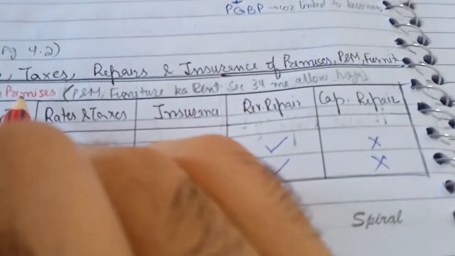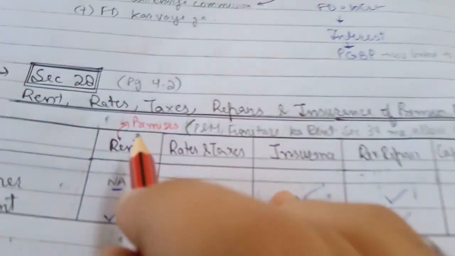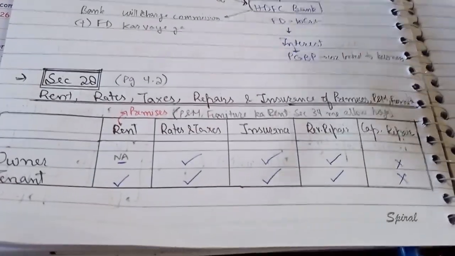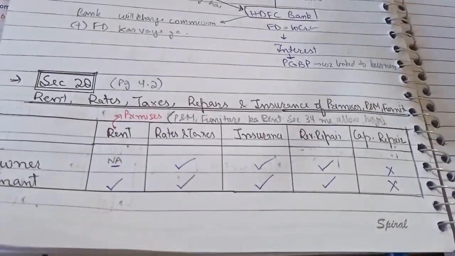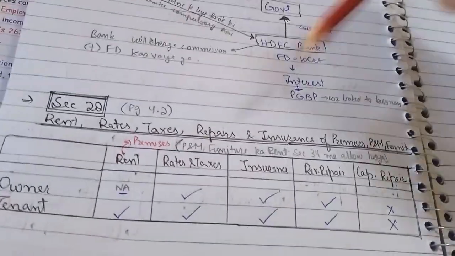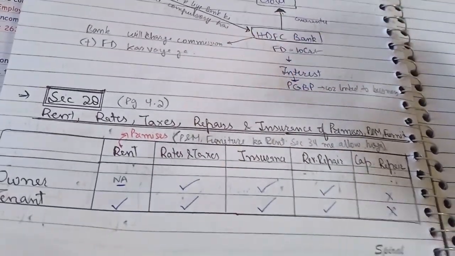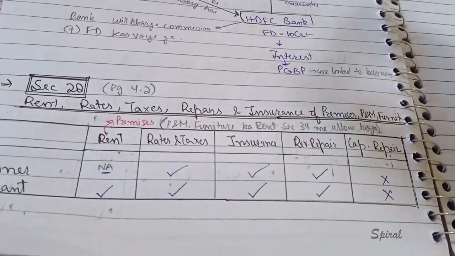There is a little point to be noted in this, which is rent is only for the premises mentioned in section 28. Section 28 only allows us to claim expense for the rent we pay on the premises and not on plant and machinery or furniture. But we can still claim the expense of rent on plant and machinery and furniture in the residual section of section 34.